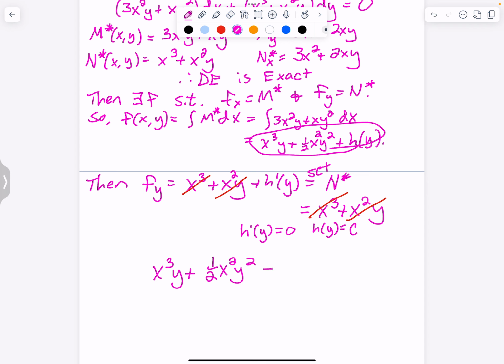Remember, for exact, we don't put plus c and do an f. We just set it equal, because now that thing will be the equation that if I take the partial with respect to x, I'll get the original M. And if I take the partial with respect to y, I get the original N. So there we go. There is our solution.